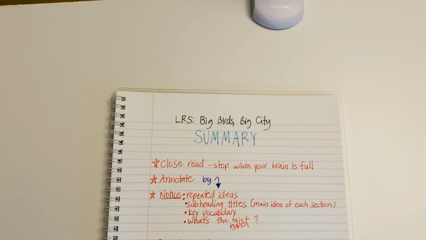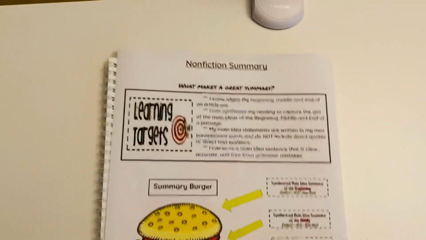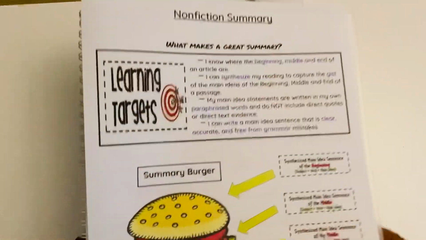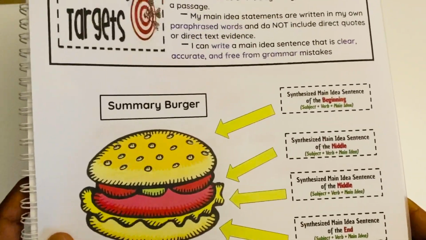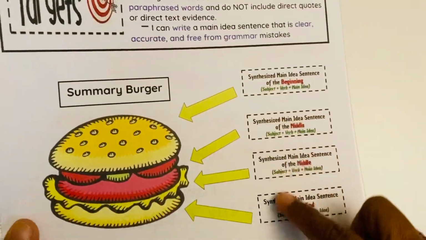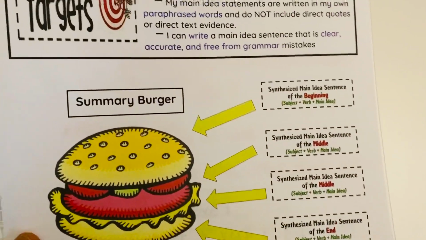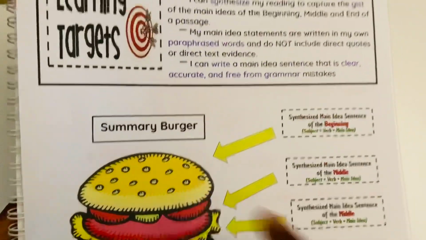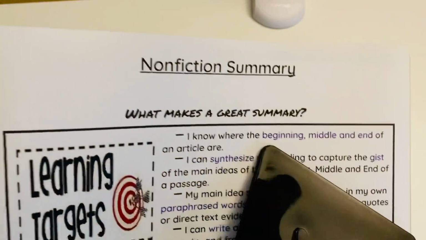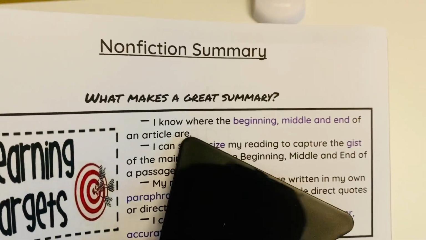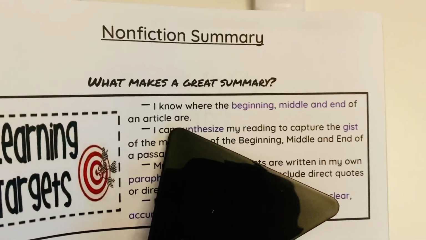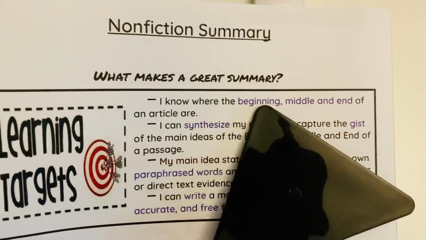Now, you are going to be introduced to an organizer that looks like this delicious hamburger. Okay, so this is the summary burger and it's delicious. And your summary should look something like this. I'm going to teach you what this summary burger should be. Now, in order to do a summary, you have to know where the beginning, middle, and end of an article are. And we're not going to start with a big article right away. We'll start with some smaller text for you, and then we'll graduate to bigger articles.